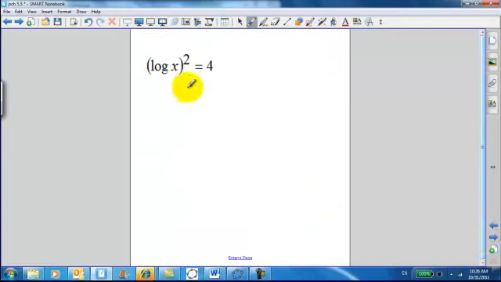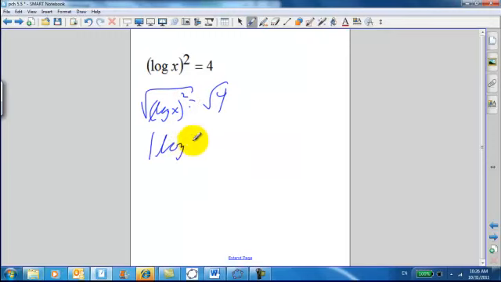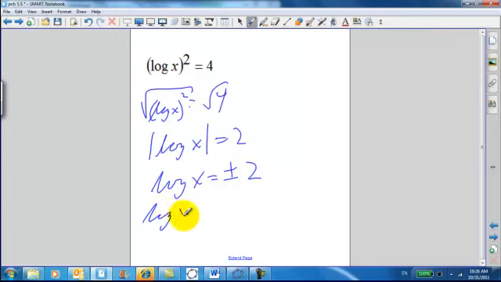And lastly, common log of x, all quantities squared, equals 4. Well, we can start by taking the square root of both sides. So we get the absolute value of the common log of x equals 2. So the common log of x equals plus or minus 2. Now you might think of throwing out one of these answers. No, the restriction is that you can't take the log of a negative number. This is log set equal to a negative number. So you have the common log of x equals 2, or the common log of x equals -2.